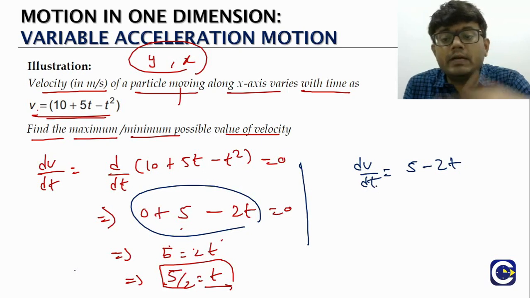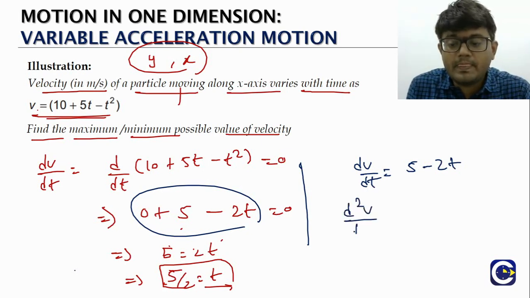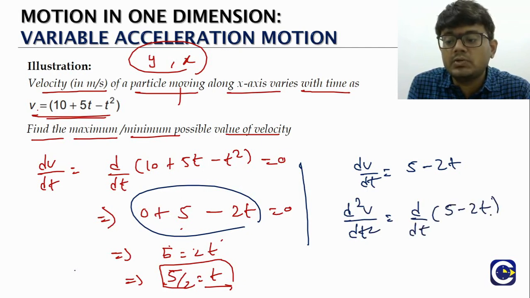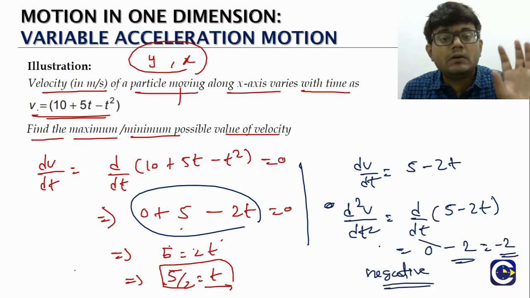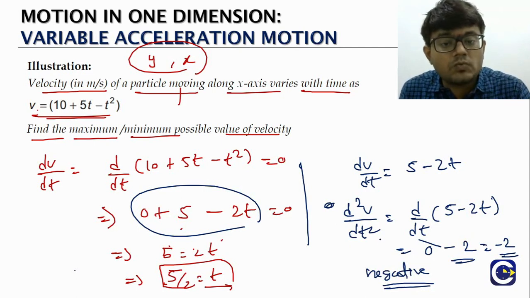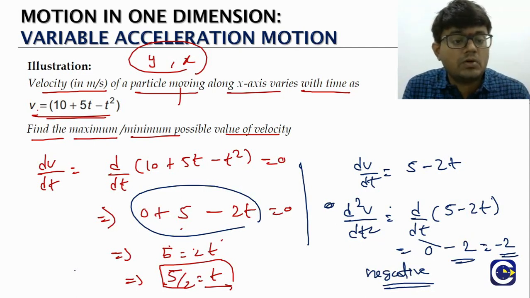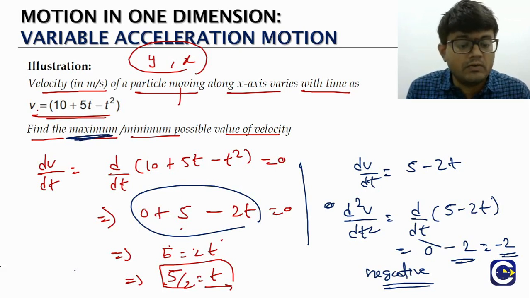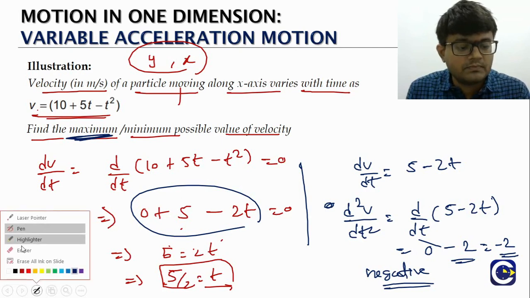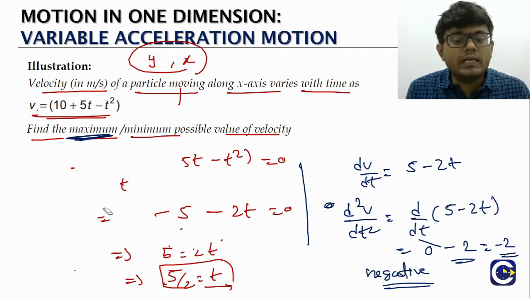If we take a derivative one more time, the derivative of 5 is 0, and the derivative of minus 2t is minus 2. So the second derivative is coming as negative. Remember the condition we talked about: first derivative 0, second derivative negative, that corresponds to the maximum. So the velocity function is going to have a maximum value when t is equal to 5 by 2.